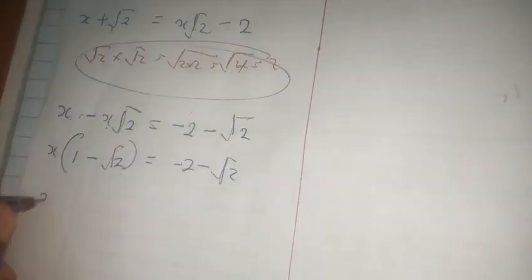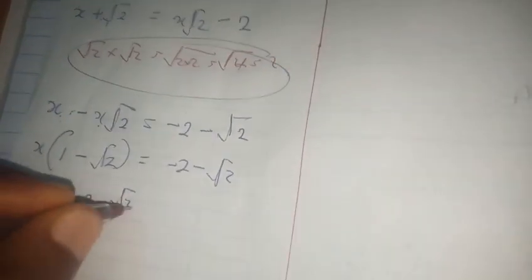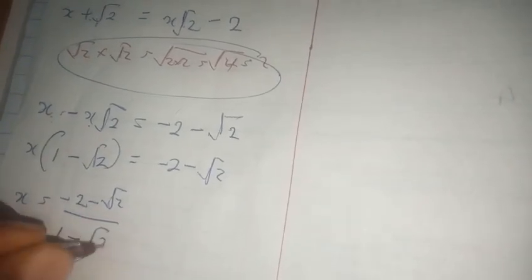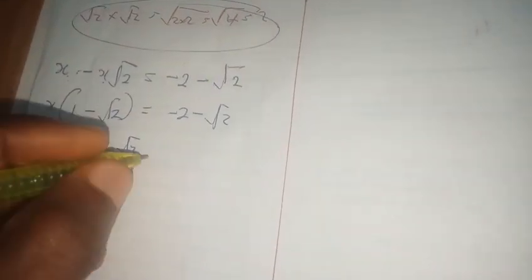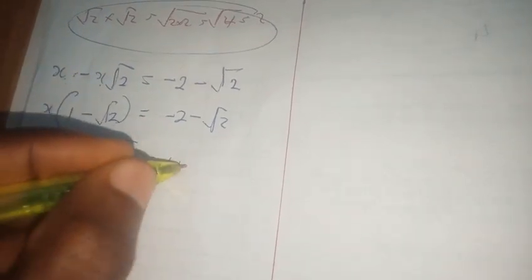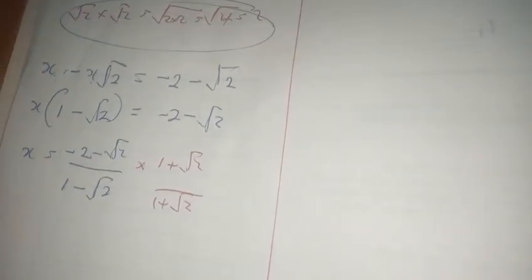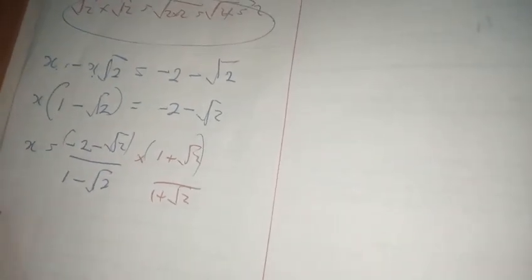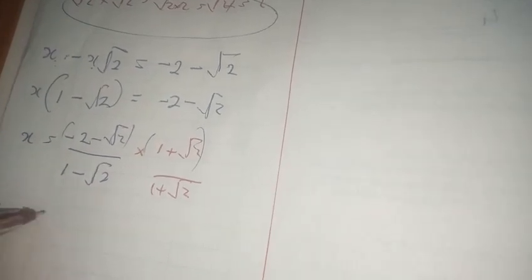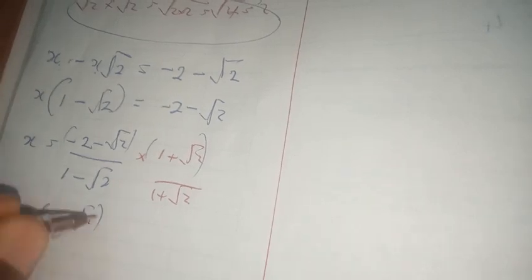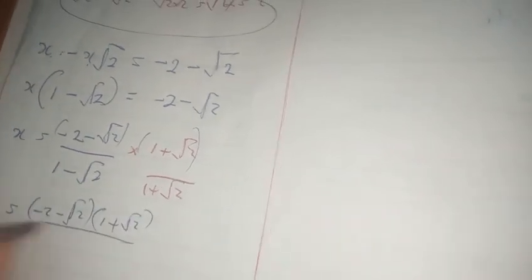So therefore, if we make x subject, x is what? 1 minus 2 minus root 2 all over 1 minus root 2. So rationalize. Next thing you do is you rationalize. You multiply both sides by 1 plus root 2 over 1 plus root 2. So in this case here, we'll then solve this up. So x is equal to minus 2 minus root 2 times 1 plus root 2 all over 1 minus root 2 times 1 plus root 2.